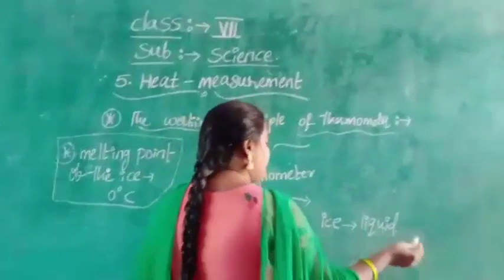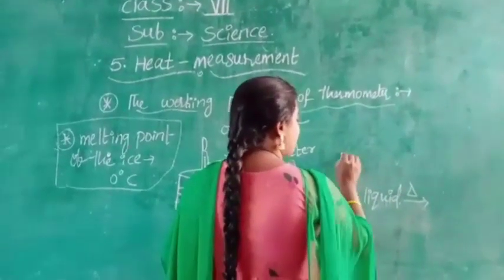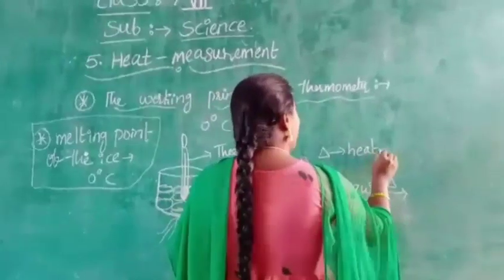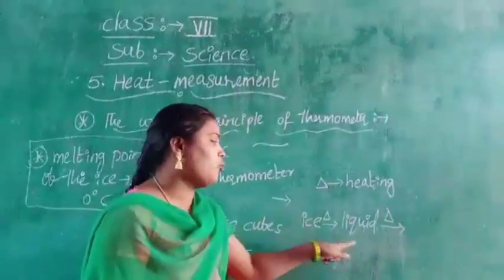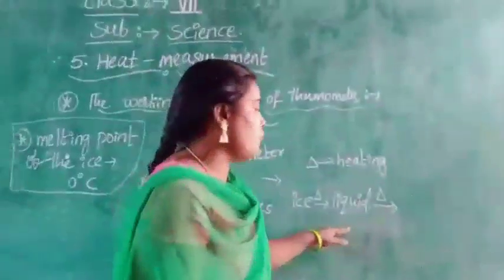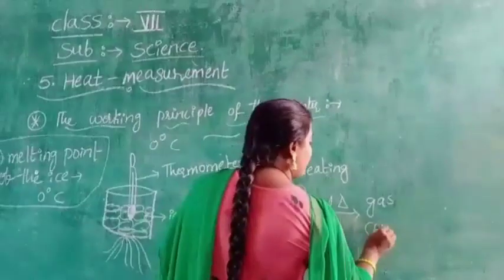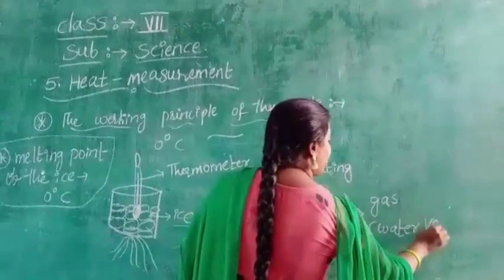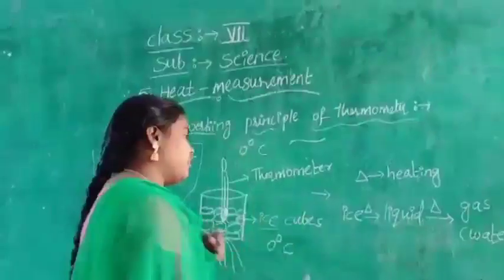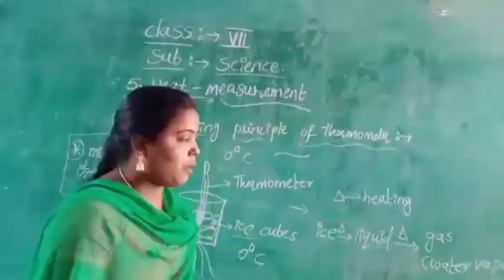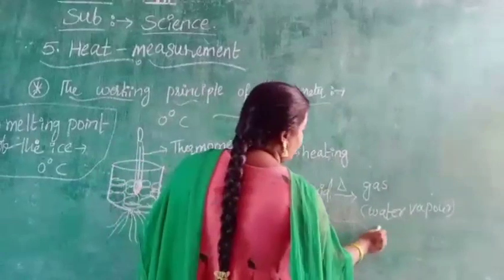Then you continue heating. Here delta indicates heating. So when we heat ice, it is converted into liquid. When we heat liquid, it is converted into gas. The gas is nothing but water vapor. The ice is converted into liquid, and the liquid is converted into water vapor.